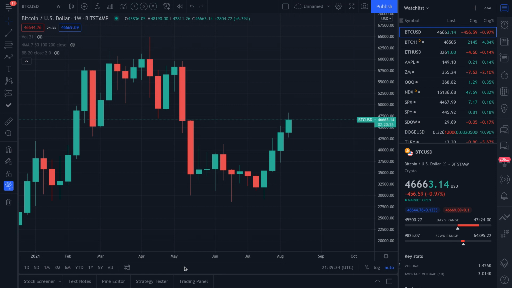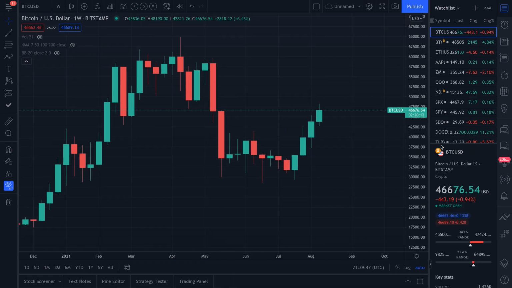So today's August the 15th, 2021, and the current price of Bitcoin, if it's relevant information, is $46,676.54, slightly negative 0.9% for the day. All right, but again, we're just focusing on the Bollinger Bands.